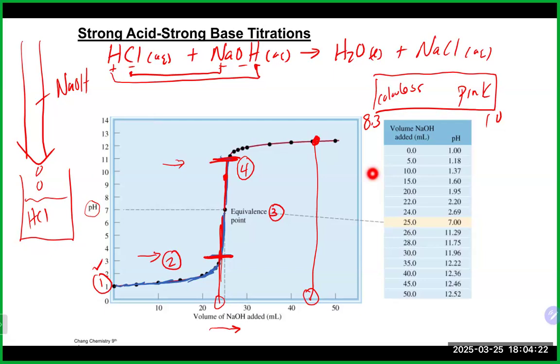But that's the reason why you see that indicator change color with very, very little base added, because you don't need a lot of base in this case to change the pH a lot as you approach the equivalence point, but it will change your indicator color a lot because the pH has changed a lot. Any questions on that there?